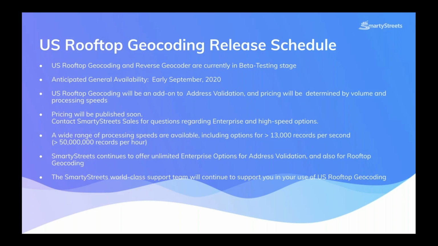There's a wide range of processing speeds. That includes options for over 13,000 records per second, which equates to 50 million records an hour or higher. And we will continue to offer unlimited enterprise options for address validation and also for rooftop geocoding. It's difficult to find vendors right now that will offer rooftop geocoding at unlimited volumes. In the SmartyStreets tradition, this is something we're going to continue to do for our enterprise customers, and we're happy to talk to you about that.